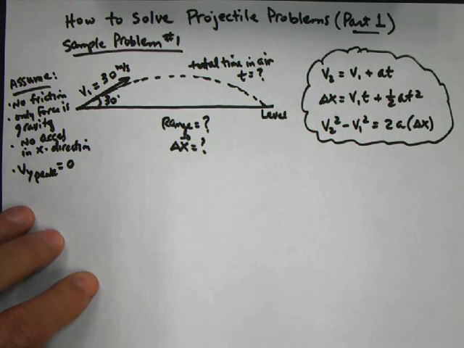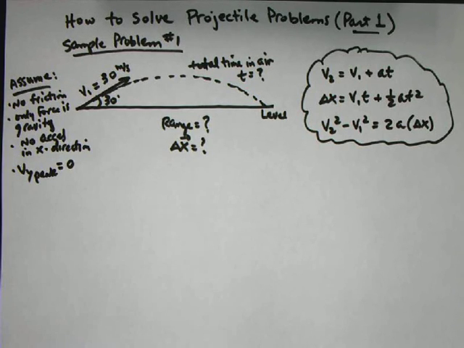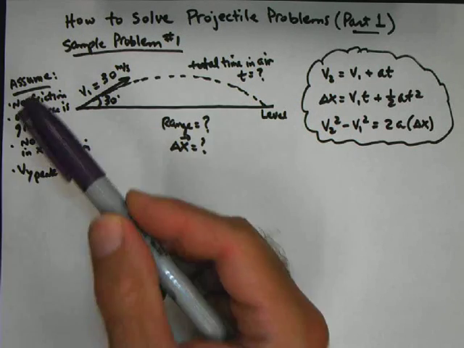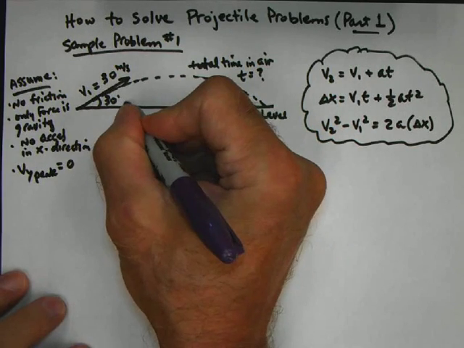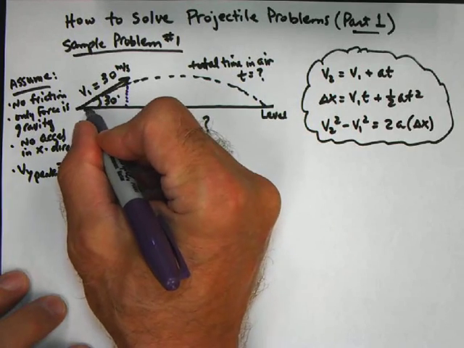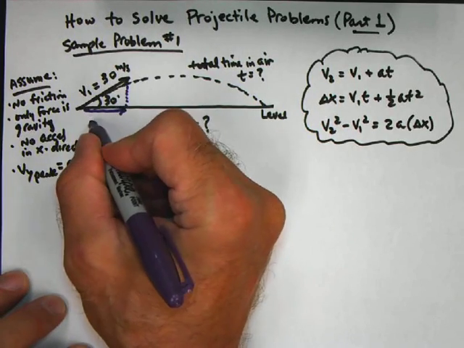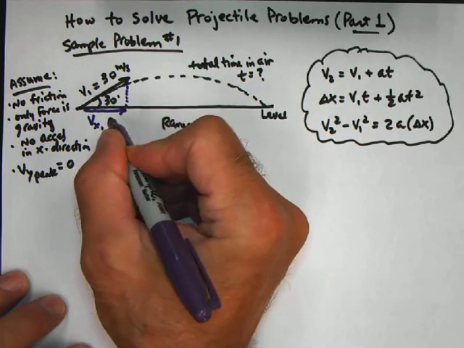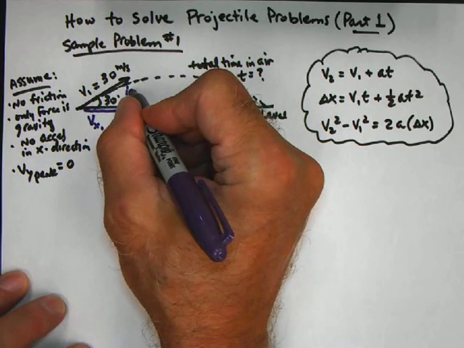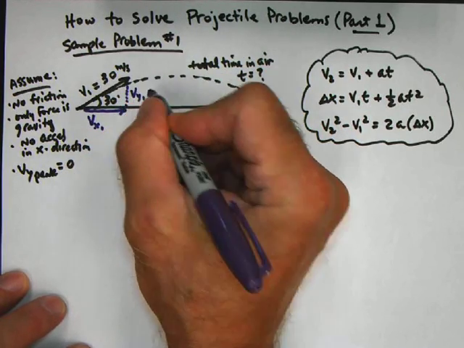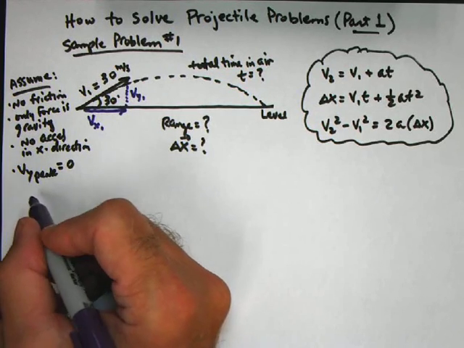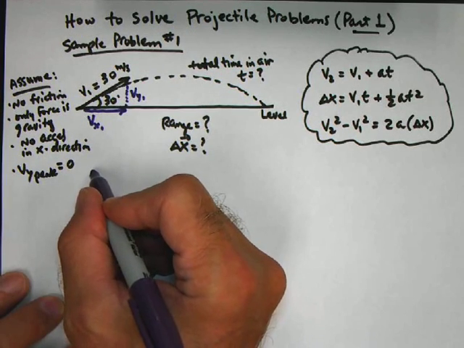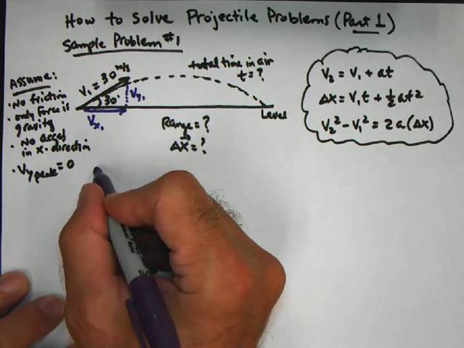Alright, well, the first thing I would like to do is to take this vector of 30 meters per second at 30 degrees and split it up into components. So I want to get the x component, I can call that Vx1, and I also want the y component, Vy1. We need to find those. Okay, so let's go ahead and find Vx1.